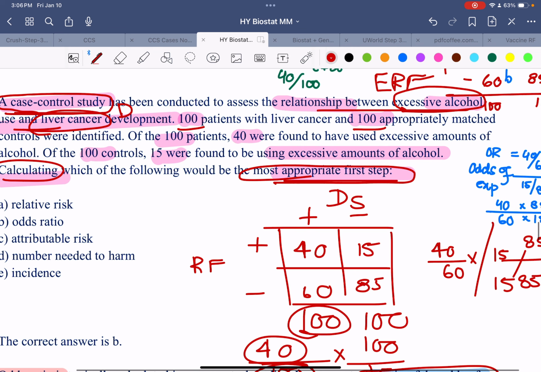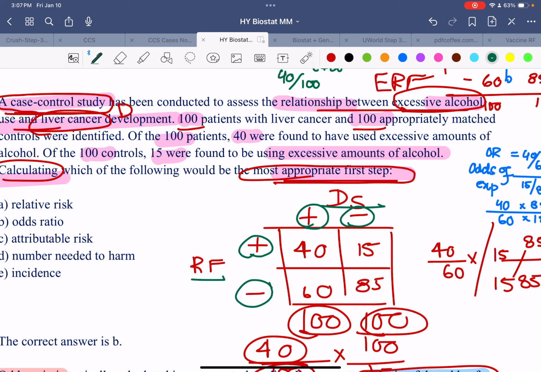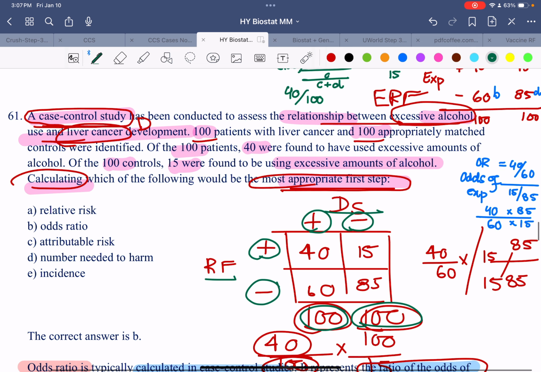Okay, let's put the 100 at the bottom. Let's make a table like this. Let's put the disease at the top, positive, negative. Risk factor at the left, positive, negative. And then let's plug in the values, total 100, 100 are both, right?